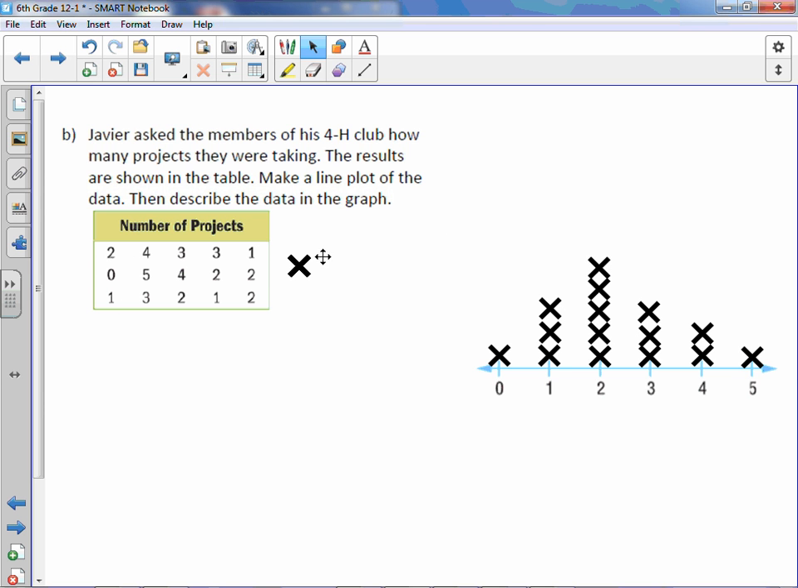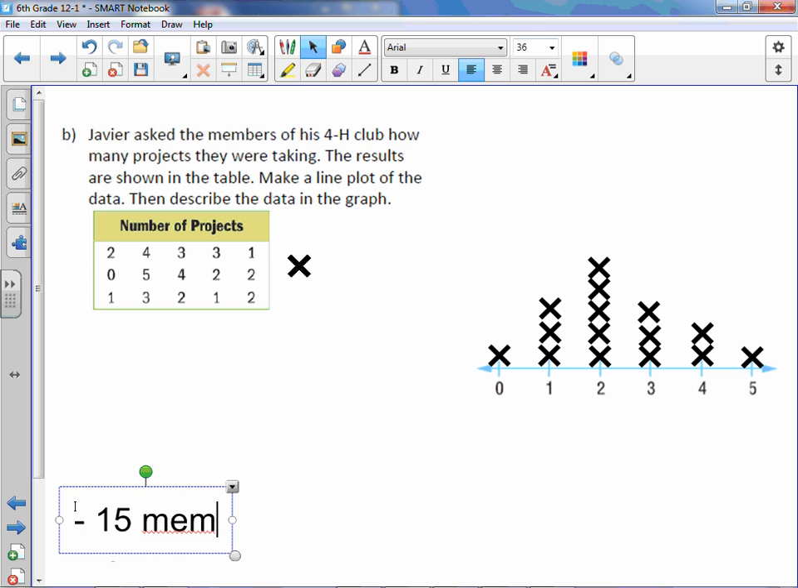Okay, I have 3 by 5. That means there are 15 data values. 1, 2, 3, 4, 5, 6, 7, 8, 9, 10, 11, 12, 13, 14, 15. Great, now let's describe the data. Well, I know there are 15 members who were surveyed, so let's write that down. 15 members were surveyed.